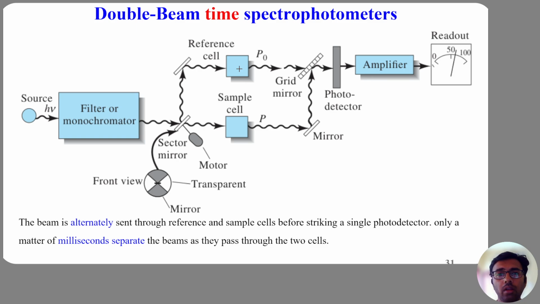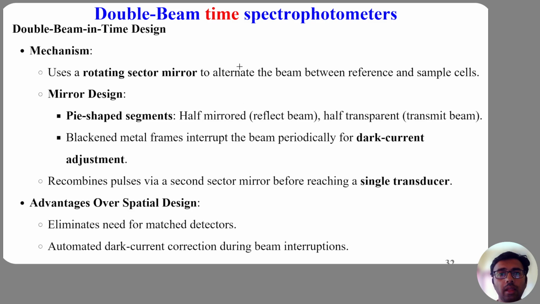Because measurements occur within milliseconds, any slow drift in lamp intensity becomes negligible. The detector response remains identical for both measurements. The resulting signal is amplified and displayed. This architecture eliminates the matched detector problem entirely. Let us examine the rotating sector mirror.